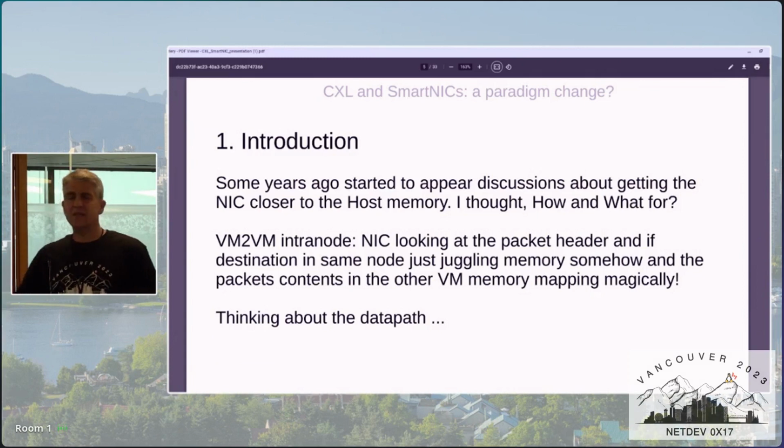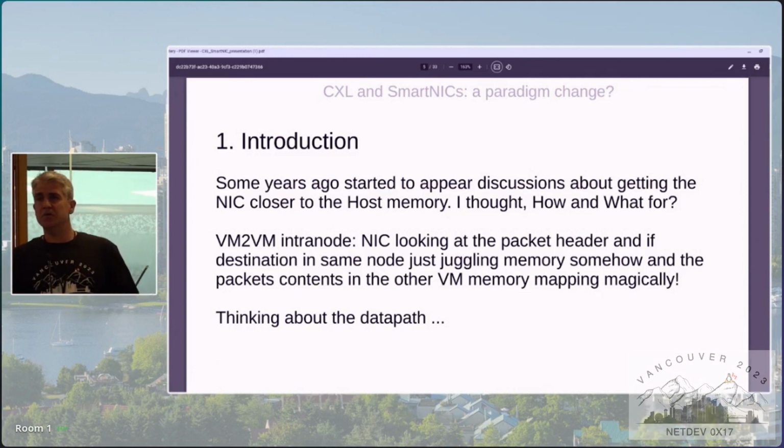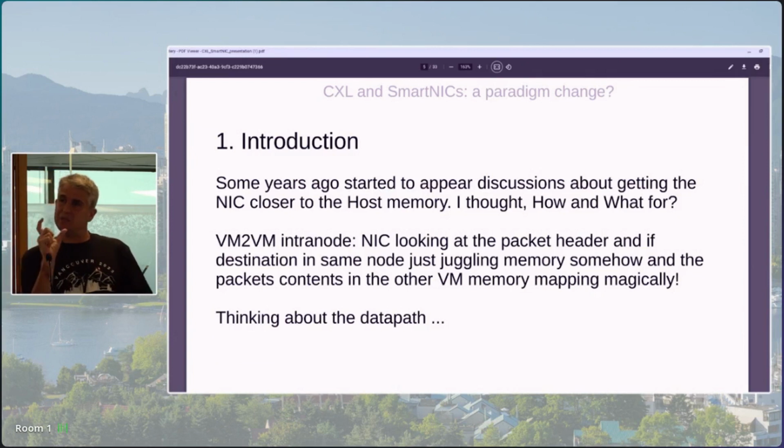So I was just thinking about how we can solve that. I thought, okay, what if we put some hint in the TX descriptor? Then the hardware just gets the descriptor and knows that the packet is for another VM. And then magically, the NIC is going to swap things around, mapping things from one VM to another one, right?